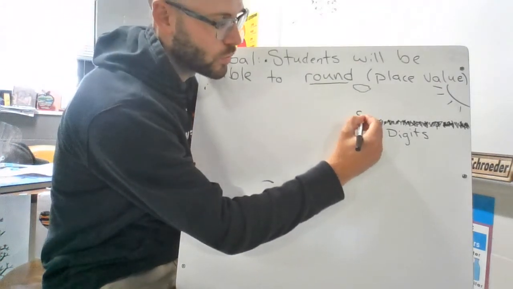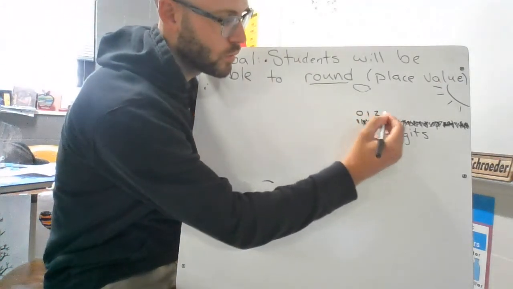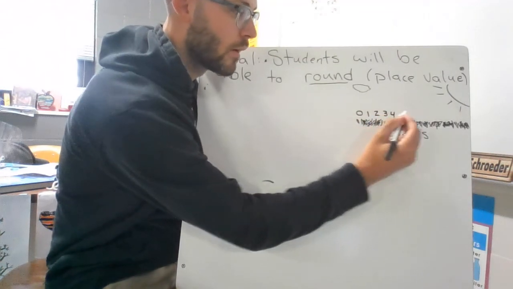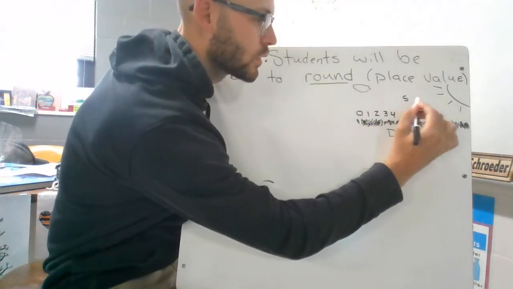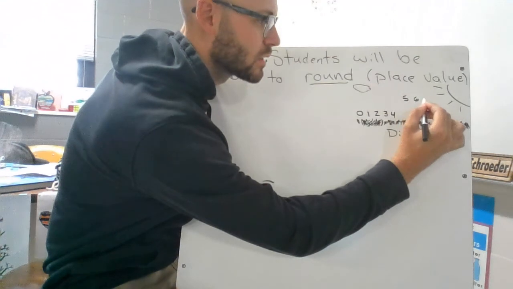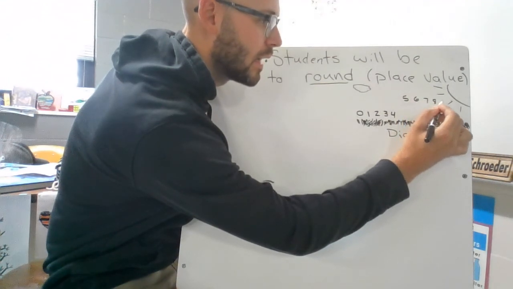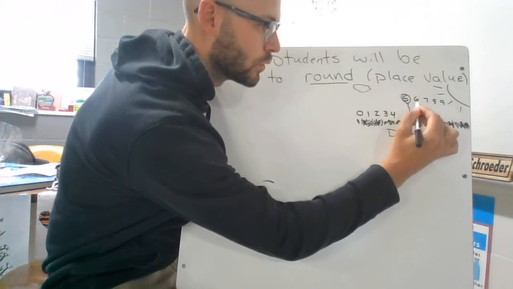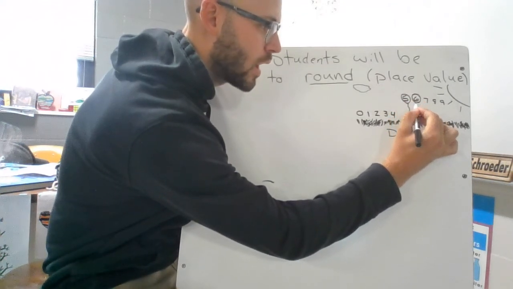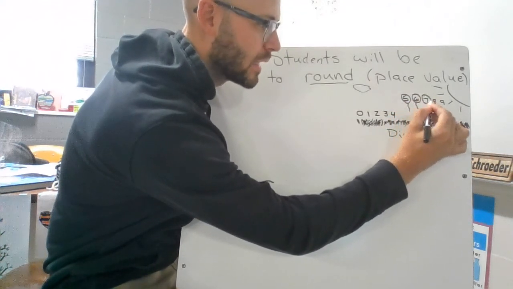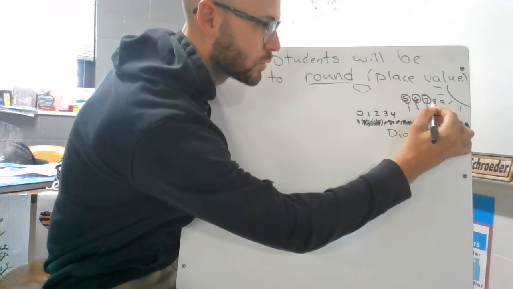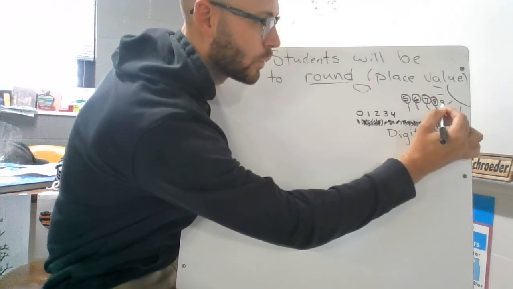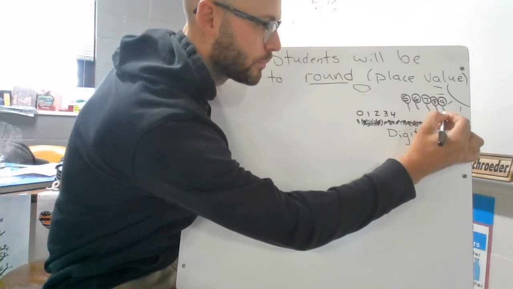These digits, 0, 1, 2, 3, 4, 5. Notice how I'm writing them up high now. 6, 7, 8, and 9. And I like to draw these ones over here in balloons for a reason. And as I draw this, I want you to kind of take a mental image of what this picture looks like, because we're going to be using it in order to round any number.